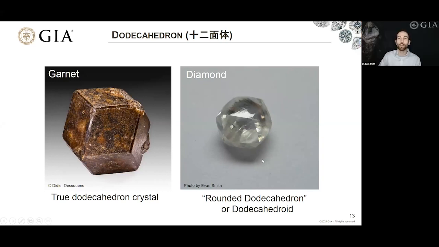The shape of the resorbed diamond is a bit different. It has curved surfaces, and it hasn't grown into this shape. It has been resorbed or etched away.